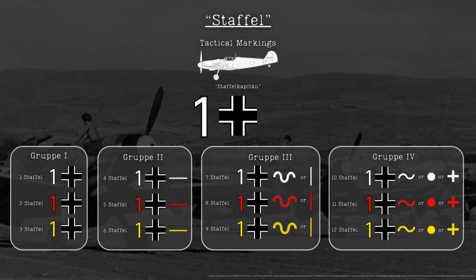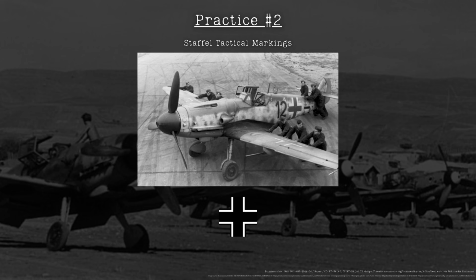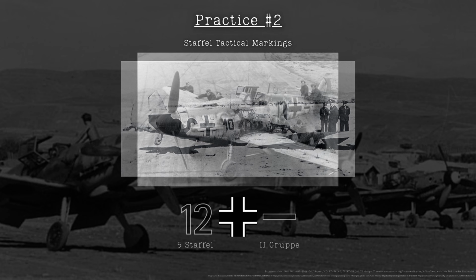Okay, time for another little knowledge test to see how we're following along. We want to start from the top down, so to speak, identifying the biggest organizational unit we can first. So looking behind the Balkenkreuz, we see a black horizontal bar, which tells us second group. And then we see a black 12, which tells us fifth Staffel. So this was the number 12 aircraft assigned to the fifth Staffel, second group of whatever Jagdgeschwader this aircraft was assigned to. Let's do one more.